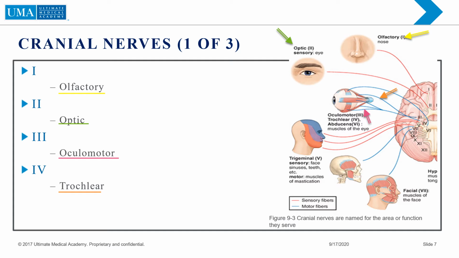First, the olfactory nerve, the cranial nerve 1, is responsible for the sense of smell. The optic nerve, cranial nerve 2, is responsible for vision, at least one of them. The oculomotor nerve and trochlear nerve are cranial nerves 3 and 4. They are responsible for the muscles of the eye.